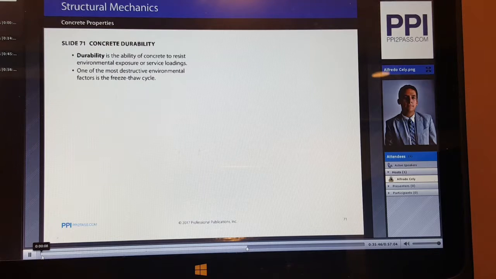This freeze-thaw cycle is bad for concrete because as water gets into the concrete and freezes, it expands. The expansion of the freezing water causes internal tensions in the concrete, and as we know, concrete does not handle tension well, which in turn will cause cracking and spalling of the concrete.